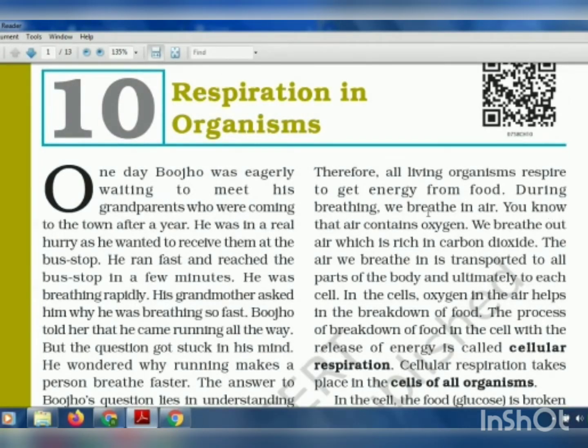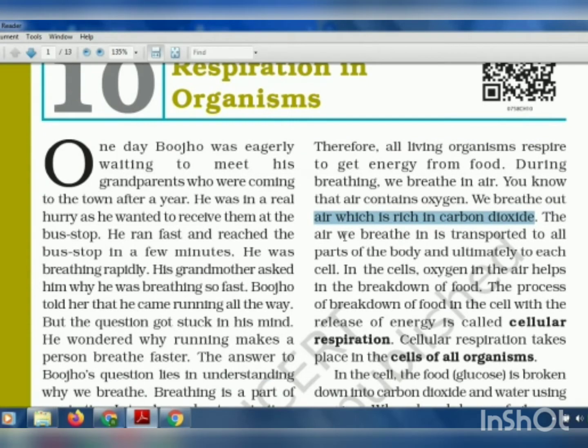Now, during breathing, we breathe in air that contains oxygen. And when we breathe out, we throw out air that is rich in carbon dioxide. The air that we breathe in is transported to all parts of the body, and at last it reaches each and every cell. When it reaches the cell, oxygen helps in the breakdown of food, and in this breakdown of food, energy is released. So the breaking down of food in the cell with the release of energy is called cellular respiration.